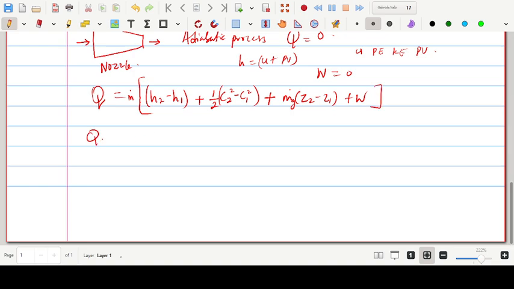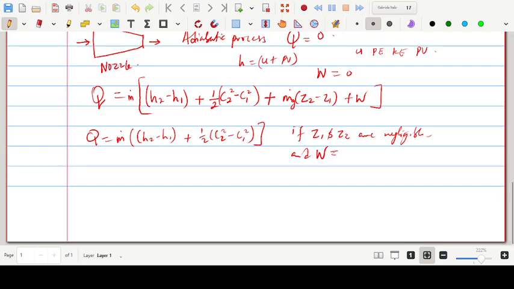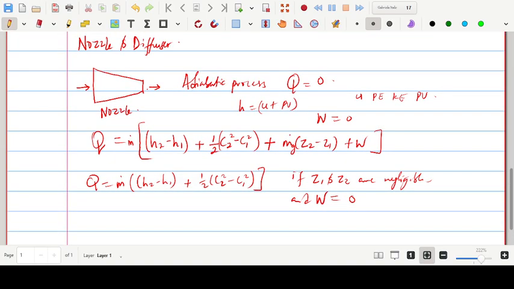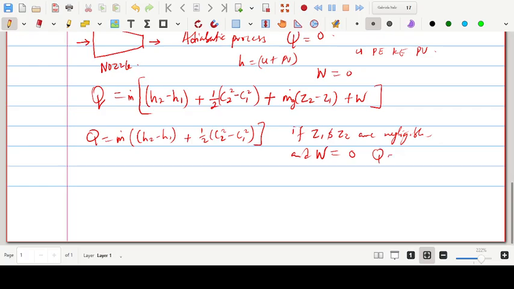So here now I can have my Q equal to m dot, that is H2 minus H1. Don't forget your H2 minus H1, that's the change in everything that you have here. So plus one over two, C2 squared minus C1 squared. If Z1 and Z2 are negligible, is that meaning that you are taking Z1 and Z2 to be equal to 0? And since there is no shaft, the work done is 0. And don't forget that this occurs at adiabatic condition. So when we say adiabatic, it simply means that your Q is also 0.